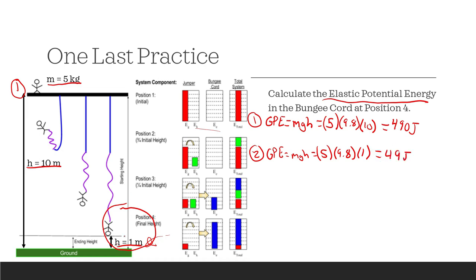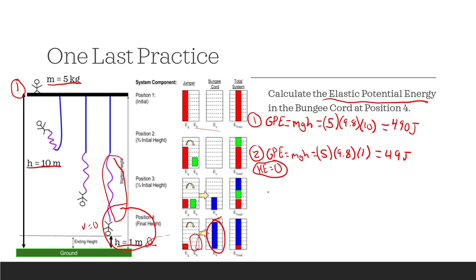Now, at this position right here, we've got a stretched out bungee cord. This should be completely stretched out, but that's okay, it's close enough. He is actually no longer moving at this point because he's reached the very bottom of his jump. He's about to spring back up, which means that we don't have any kinetic energy to worry about here. You can see here there's no green. That's because there's no kinetic energy at this point. So all the rest of the energy in our system is going to be elastic.